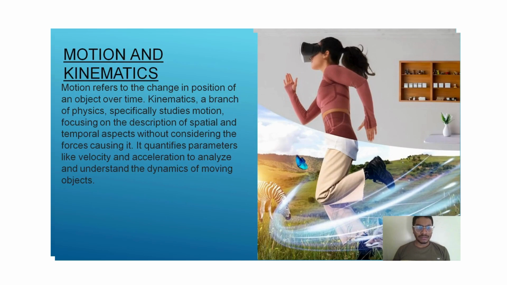Motion and kinematics. Motion refers to the change in position of an object over time. Kinematics, a branch of physics, specifically studies motion, focusing on the description of spatial and temporal aspects without considering the forces causing it. It quantifies parameters like velocity and acceleration to understand the dynamics of moving objects.